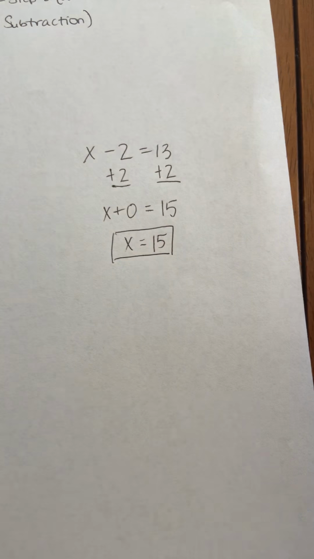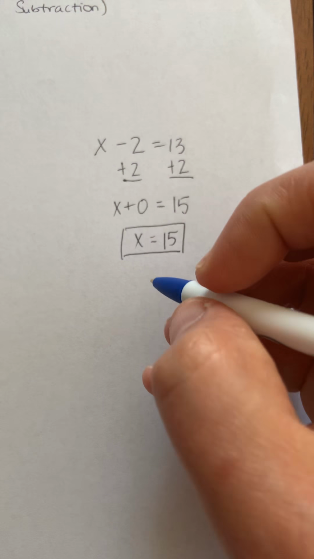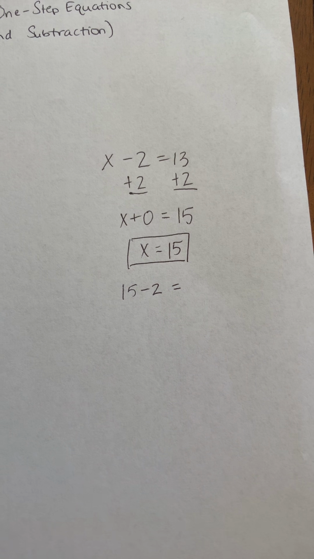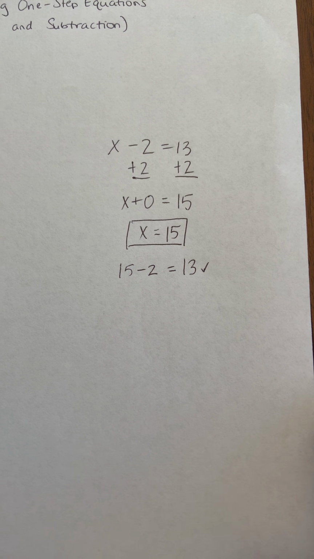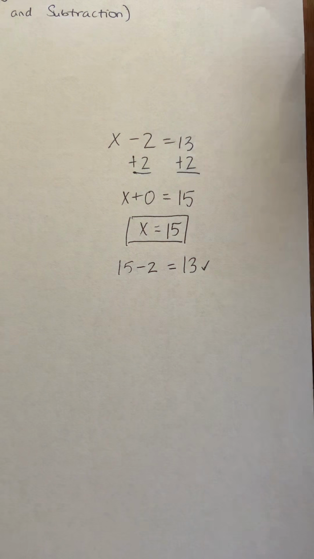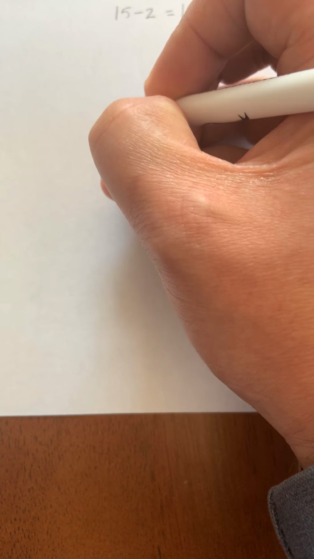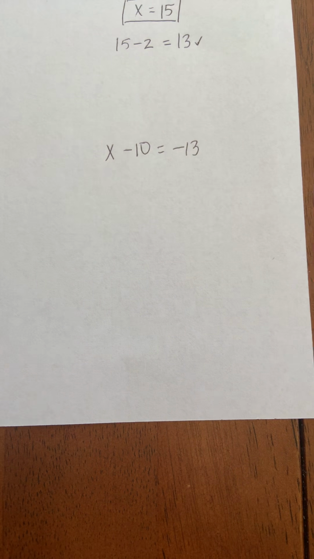Let's just double check our answer to make sure it's correct. If I substitute 15 back in for x, I have 15 minus 2, that equals 13. Our answer is checked off as being correct. And for our last example, let's try another subtraction one. X minus 10 equals negative 13.